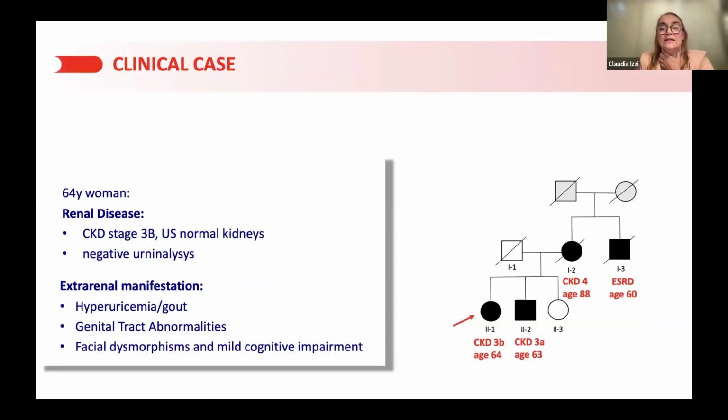And this is a case from our clinic. In this case, this woman came to our attention with CKD stage 3B with normal ultrasound, normal kidneys, negative urine analysis, and extrarenal manifestations: hyperuricemia, gout, genital tract abnormalities, facial dysmorphism and mild cognitive impairment.